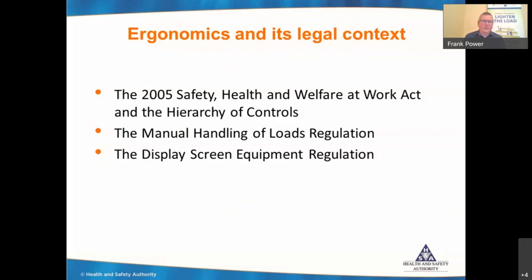So we know that ergonomics in its legal context comes into the 2005 Safety, Health and Welfare at Work Act, which identifies duties in terms of providing safe systems of work and safe places of work. We've got the Manual Handling of Loads Regulations, which are very core in terms of what we're talking about here today. And then we have ergonomics in relation to display screen equipment, and particularly the whole area of remote working, which is an area we've covered before in other webinars. We have recordings of all our webinars, including remote work webinars, which you can see on our website.